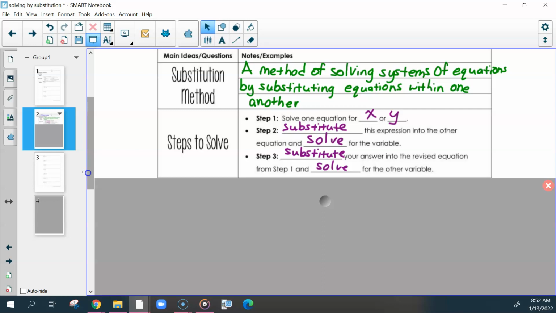So this is the second way to solve systems of equations. We talked about the first way last class. The first way was graphing. The second way is the substitution method. So for the substitution method, this is a method of solving systems of equations by substituting equations within one another.